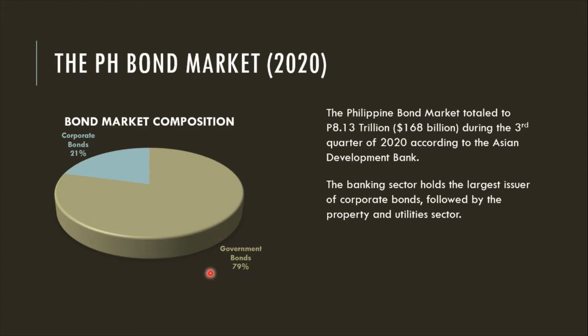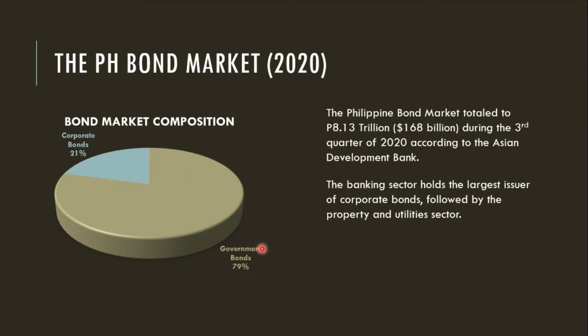Well, surprisingly, I'm sure you will be surprised seeing this figure on your screen right now. It shows that 79% of our total bond issuance comes from the government, and only 21% were issued by private firms or corporate firms. So what does that mean? Ano? Well, ang gobyerno kasi natin, we have many sources of funding. So we actually have international debts, and one way of raising money by our government is through issuance of government bonds.